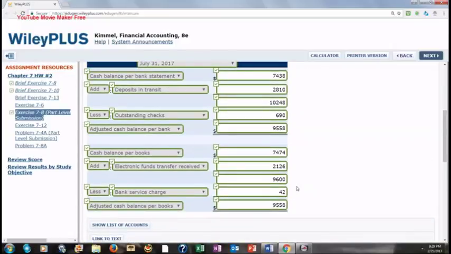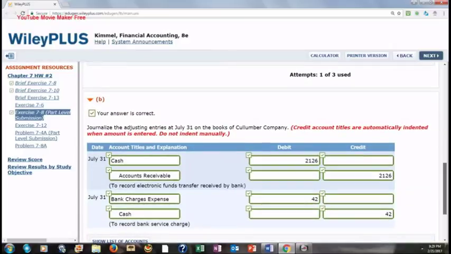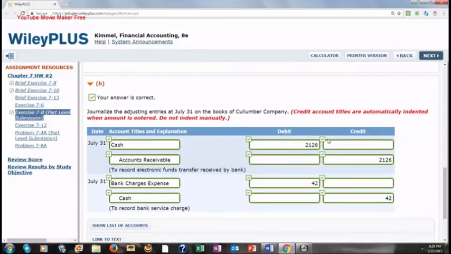We add those two together to come up with 9,600, and then we minus out bank service charge to our books of $42, and we come up with an adjusted cash balance for our books of 9,558, and you can see that it matches the adjusted bank balance of 9,558.